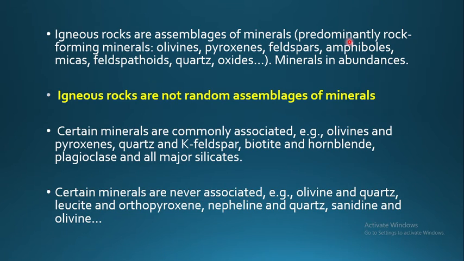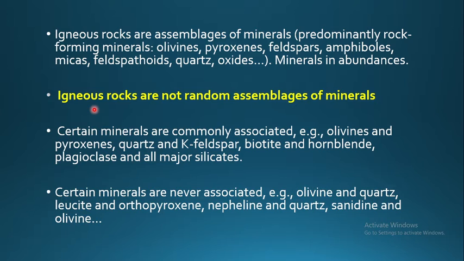So remember these things in your mind. These are the main rock forming minerals. Sometimes they may have a question where some kind of rocks or minerals may be given, and we need to identify which among these will form rocks or are predominantly rock forming minerals. So we need to know olivine, pyroxene, feldspar, amphibole, mica, feldspathoids, quartz and oxides. These are the main rock forming minerals.